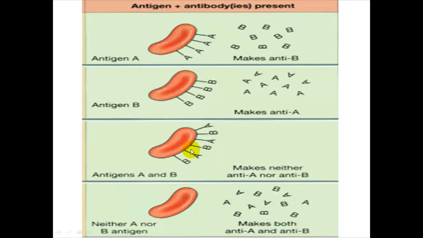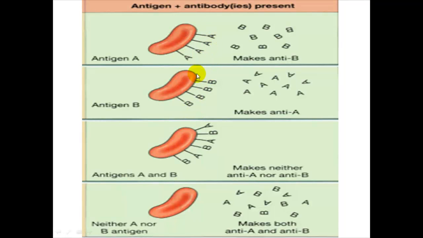By saying so, this makes the individual a universal receiver. It's because the body of this individual with AB does not make any antibody. So it will make him likely to be transfused with either blood group B, that is, to receive blood with surface antigen B, or to receive blood with surface antigen A.